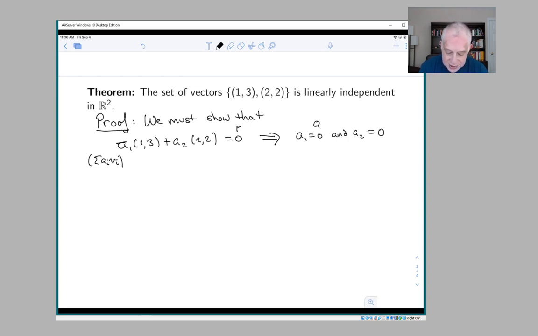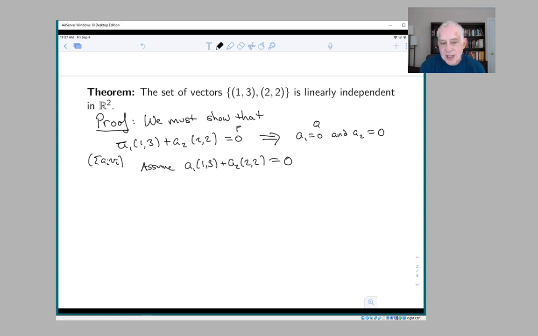If the P is false, meaning A1 times (1, 3) plus A2 times (2, 2) is not 0, then this is automatically true. So the only case that's interesting is when A1 times (1, 3) plus A2 times (2, 2) is equal to 0. And we want to see that in that case it forces A1 equals 0 and A2 equals 0. And so we can assume A1 times (1, 3) plus A2 times (2, 2) equals 0.